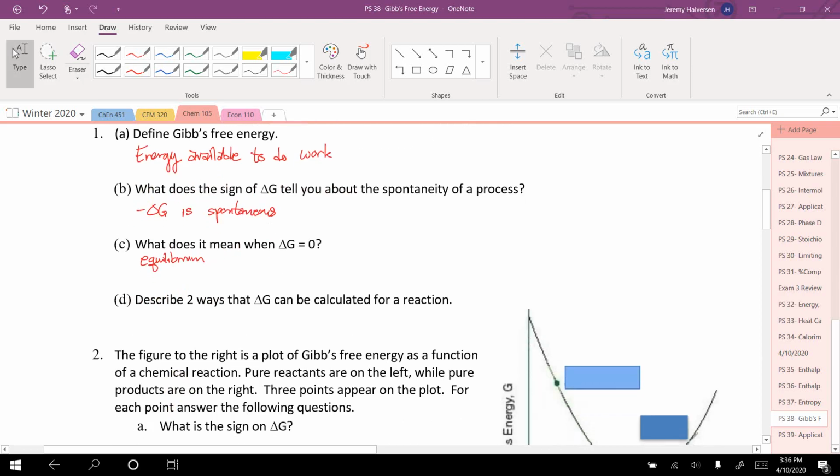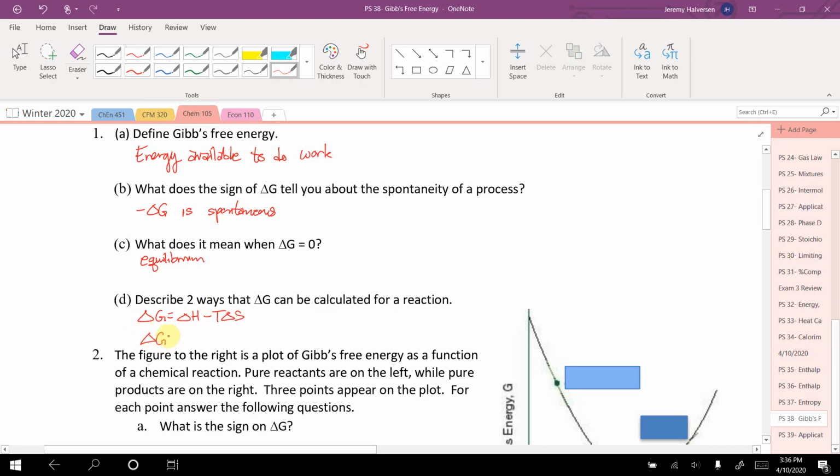Okay. Describe 2 ways that delta G can be calculated. So we did talk about delta G equals delta H minus T delta S. So if you can get the delta H value and the delta S value, and you know the temperature it's happening, you can get your delta G. Okay, that will give you the delta G for any temperature you want.